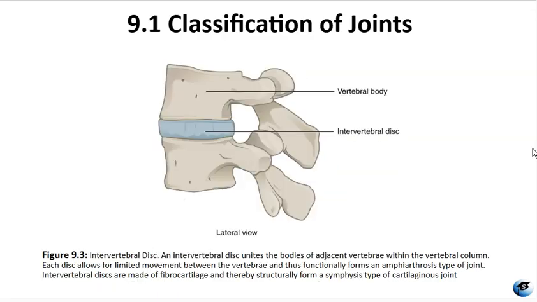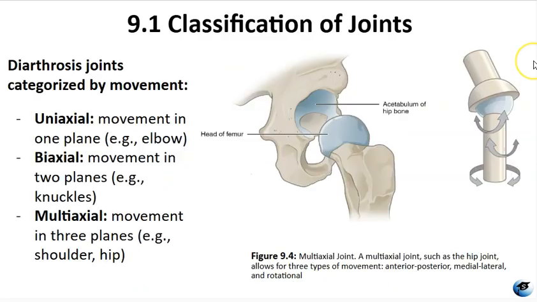Figure 9.3 illustrates how intervertebral discs connect adjacent vertebrae in the spinal column. This is an example of a joint that is structurally classified as cartilaginous because it's made up of fibrocartilage, and functionally classified as amphiarthrosis because it allows for limited mobility.